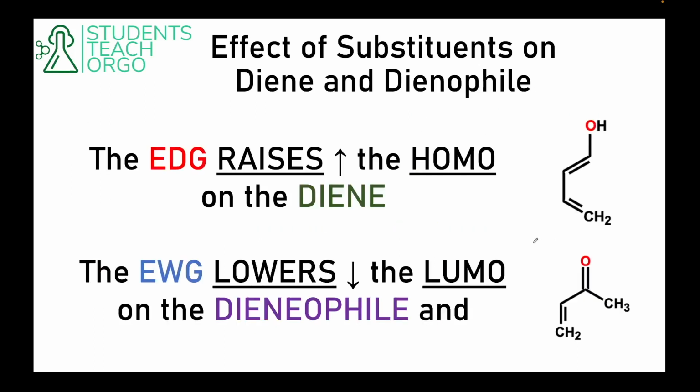So in summary, the key takeaway here, because sometimes tests will ask multiple choice questions about this, is that an electron donating group would raise the HOMO on the diene, and the electron withdrawing group would lower the LUMO on the dienophile.